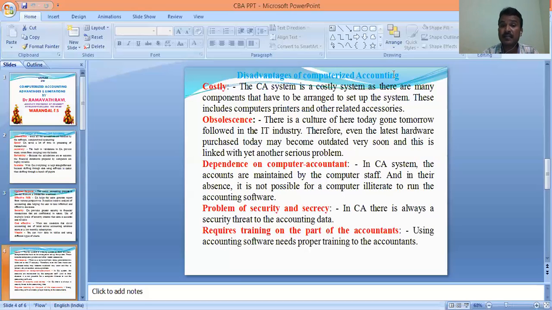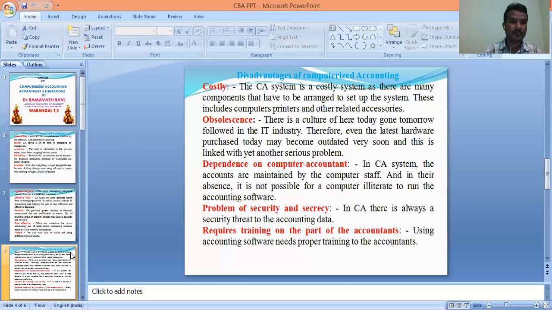So using accounting software needs proper training for the accountants. Continuously, whenever the software is updated, we have to give training. A little bit of training is compulsory. So this is the brief discussion about the advantages and limitations.